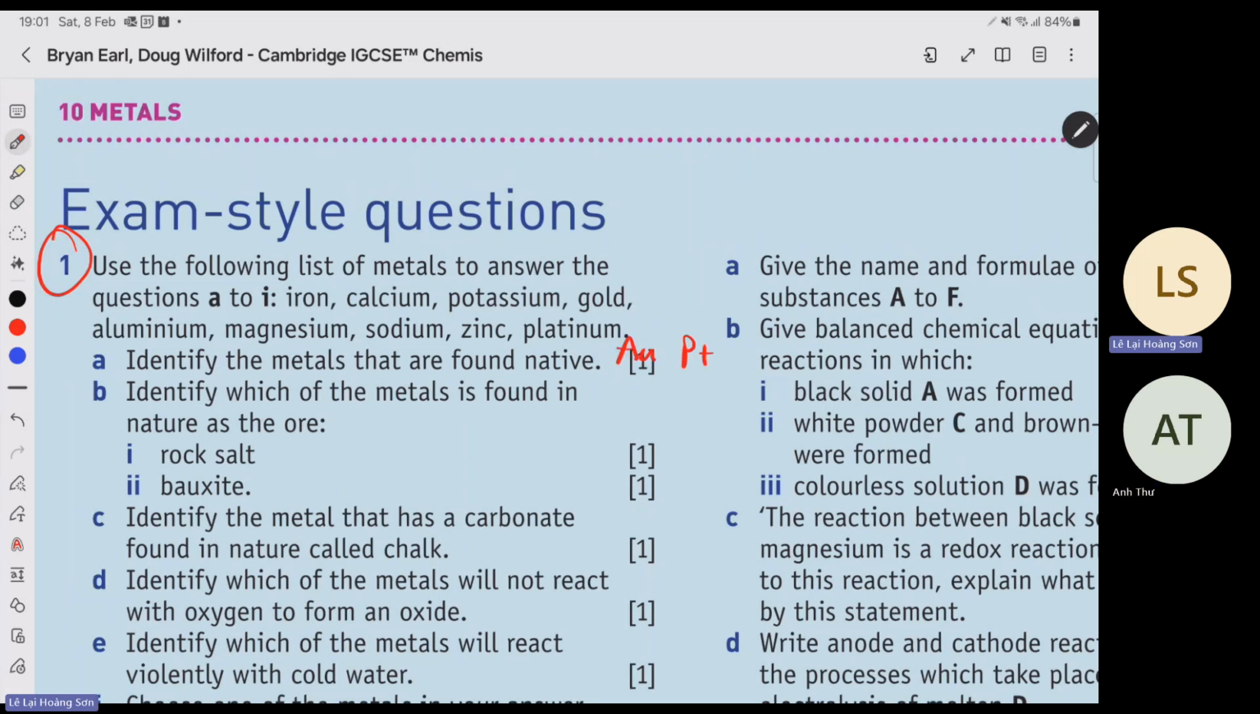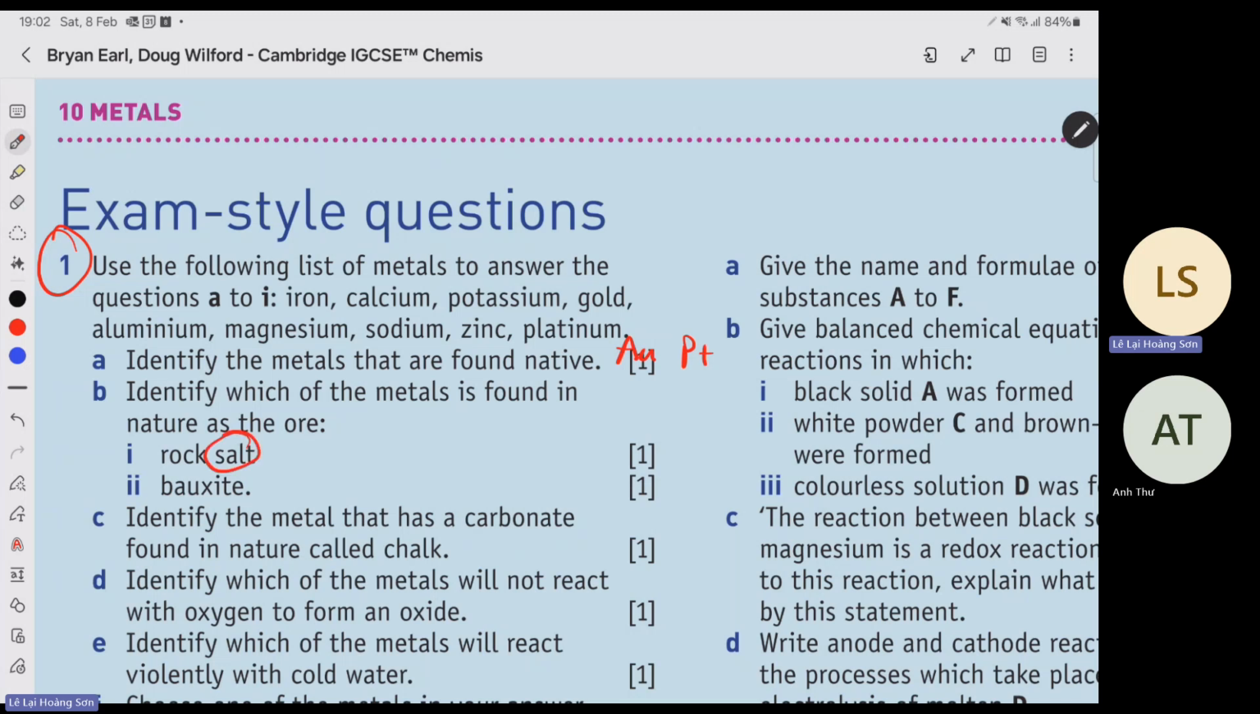Can you explain why? Because it's down in the reactivity series. So it will not react with oxygen, so it will be a pure metal. Yeah, pure metal. Okay, and it doesn't have to be oxygen. It can be many other elements actually. Okay, that's correct.